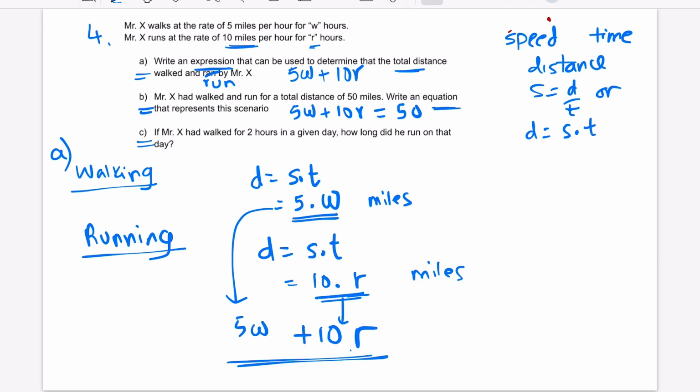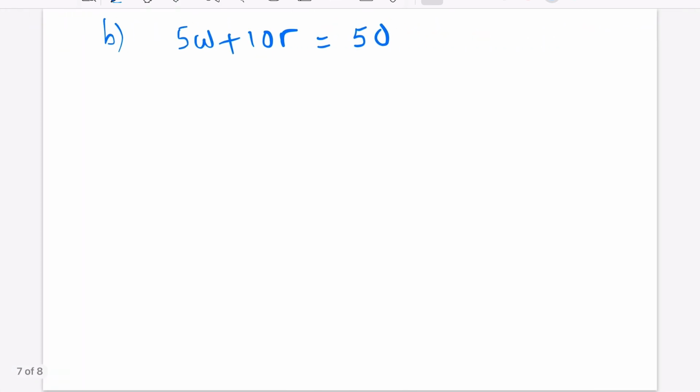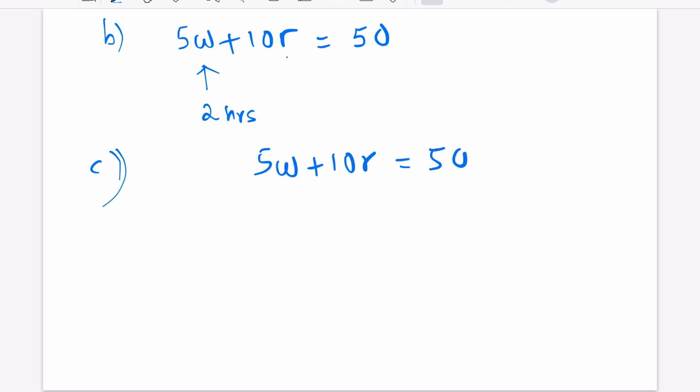If Mr. X had walked for 2 hours in a given day, how long did he run on that day? So essentially they say W is 2, he walked for 2 hours. W is the amount of time he walked, R is the amount of time he ran. So in this question they have given W and they are asking you to find R, that is C. Okay, so we have 5W plus 10R is 50.